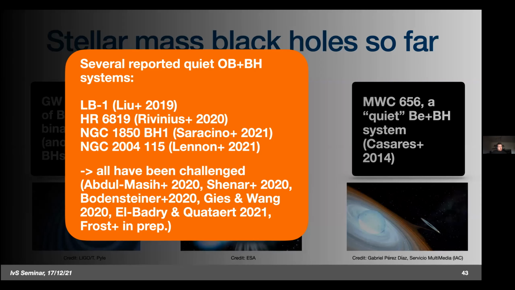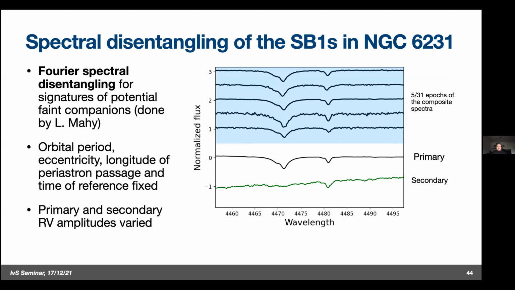It should also be noted that there are several reported quiet OB plus BH systems in the last couple of years, and these include LB1, HR6819, NGC 1850 BH1, and NGC 2004-115. But it must be stressed that all of these have been challenged by subsequent studies, which really does highlight how difficult it is to find these systems with certainty. But we're going to try anyway.